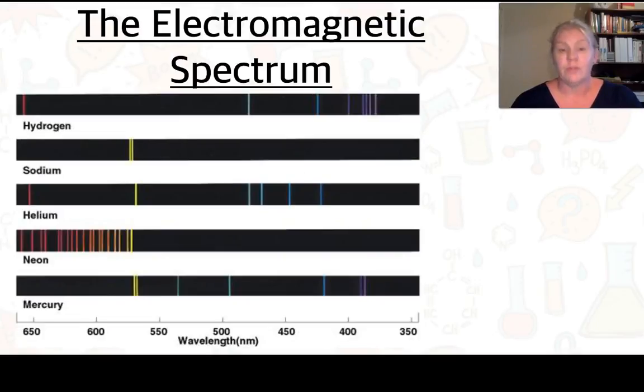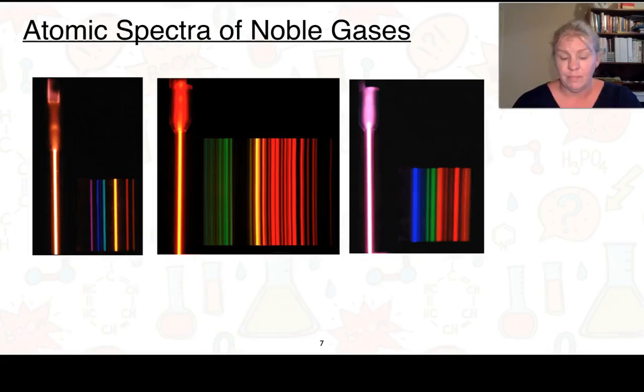If we have a look at some further spectrums here, we have hydrogen, sodium, helium, neon, and mercury. You can see that each of these lines are corresponding to different wavelengths, and this is how we can tell that this one here is hydrogen, whereas this one here is helium, because those different energy transitions that have occurred with the electrons moving between shells correspond exactly to that element.